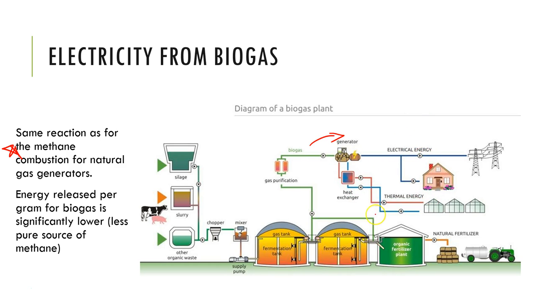The heat exchanger can be used to heat the farmhouse and greenhouses, and then you can use the solid sludge here as a natural fertilizer. So by using all the possible waste from farming in energy generation and heating and things like that, this is quite a sustainable approach, using wastes from other processes in order to generate energy.